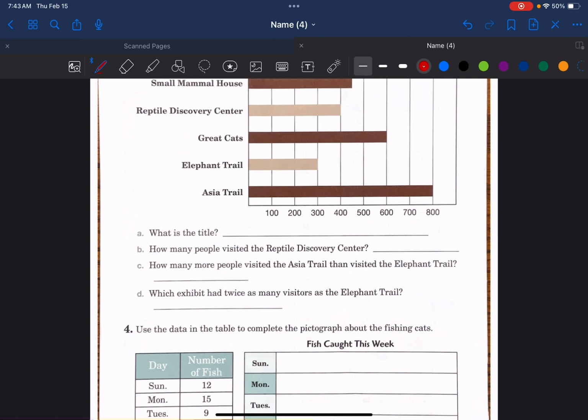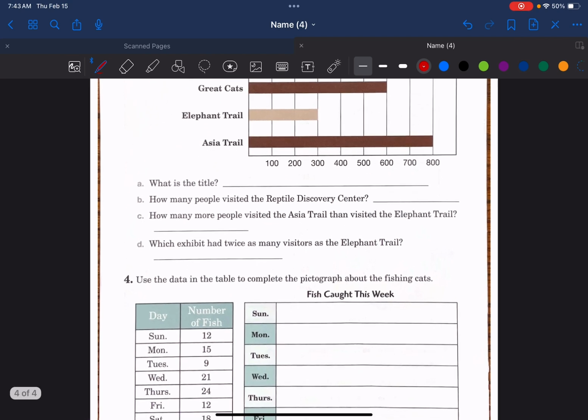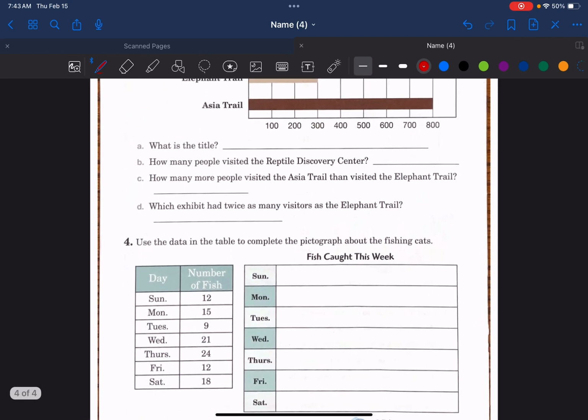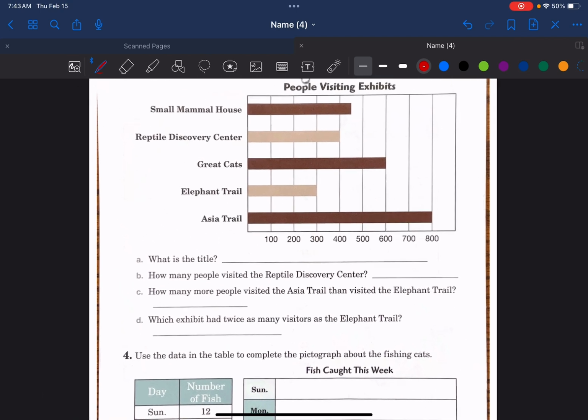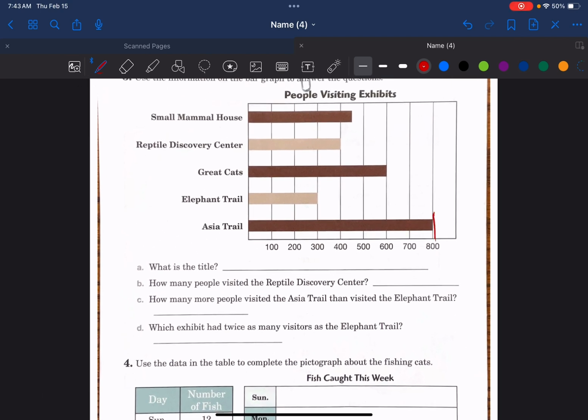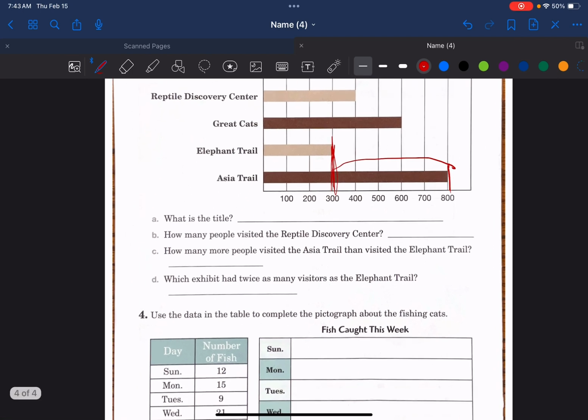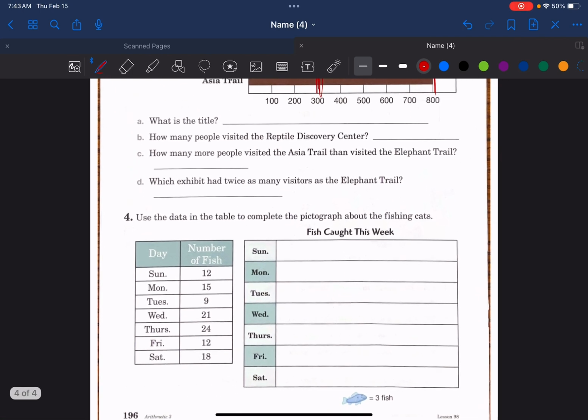So it says, what is the title? B, how many people visited the Reptile Discovery Center? C, how many more people visited the Asian Trail than visited the Elephant Trail? So you're going to find, here's my Asian Trail, here's my Elephant Trail, here's where they line up. How many more was on the Asian Trail? And then which exhibit had twice as many visitors as the Elephant Trail?